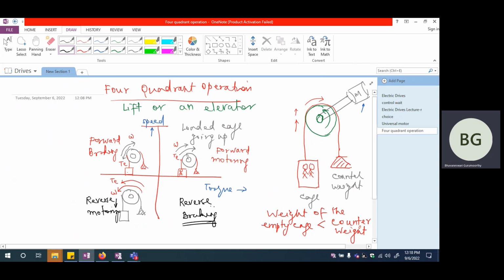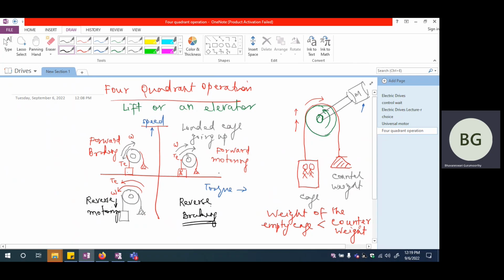So in a very, very simple mechanism like an elevator, you would require all four quadrants of operation to be implemented properly. And you would require braking torque to be developed on and off, depending upon whether we are moving an empty cage up or down, or whether we are moving a loaded cage up or down. So an elevator definitely requires all four quadrants of operation.